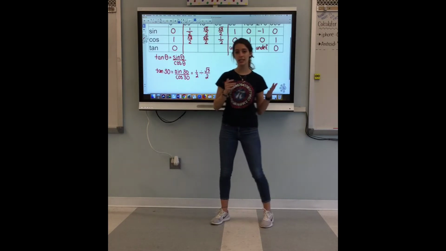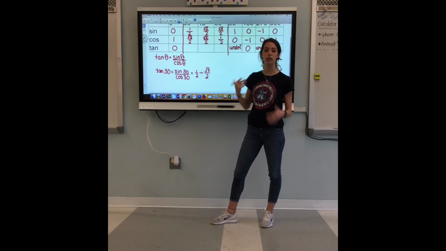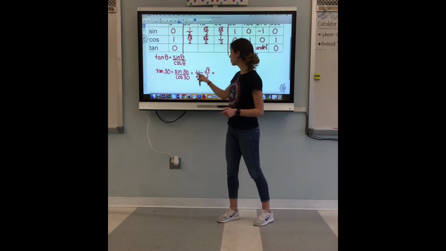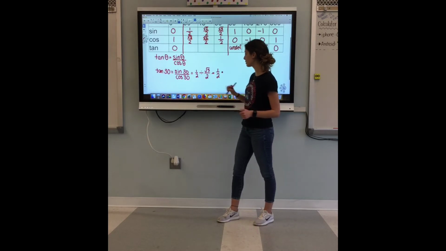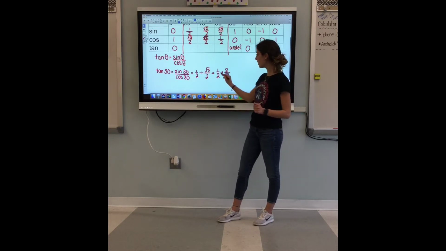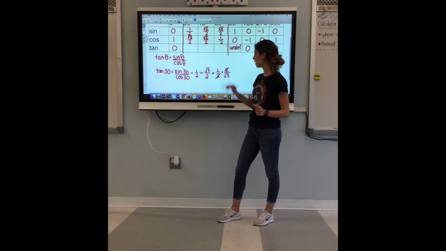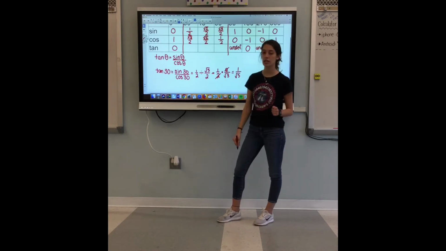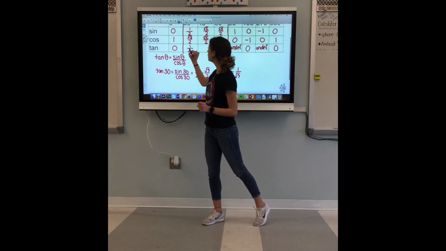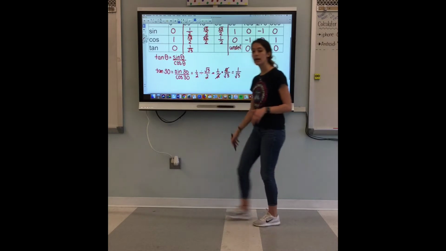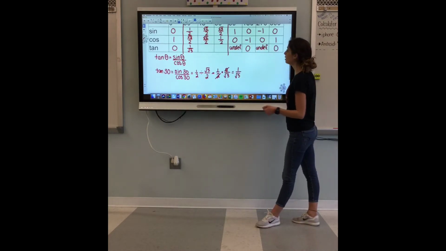The reason I did this is now we can use keep, change, flip in order to divide these. So you keep the 1/2, change the division to multiplication, and flip the last fraction. So if you simplify, these 2's will cancel, and you're left with 1 over radical 3. So the tangent of 30 is 1 over radical 3. And now we follow this process along.